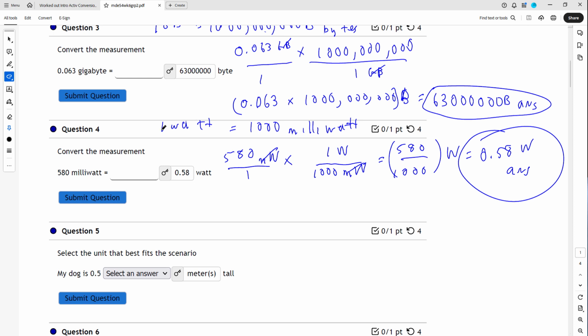This one here I have watts. 1 watt is 1,000 milliwatts. So I'll start out with milliwatts and convert it to watts. So I'll create a cancellation so milliwatts cancels out. Relationship is 1 watt is 1,000 milliwatts. So I have 5,080 divided by 1,000 gives me 0.58 watts. That's number 4.